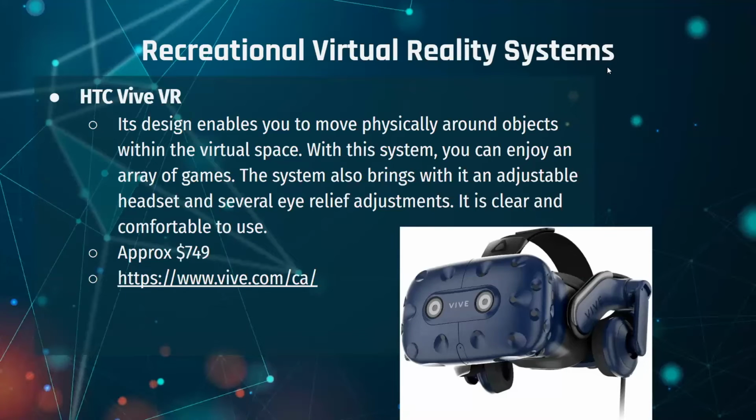So recreational virtual reality systems. One system of this for consumers is HTC Vive VR, and its design enables you to move physically around objects within the virtual space. With this system, you can enjoy an array of games, and the system also brings with it an adjustable headset and several eye relief adjustments. And it is clear and comfortable to use.